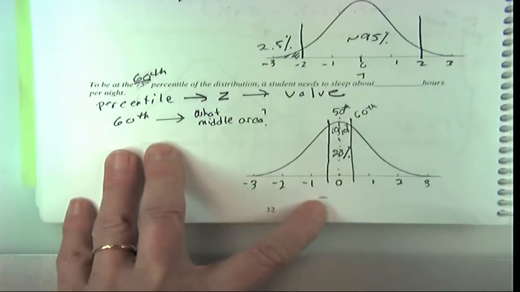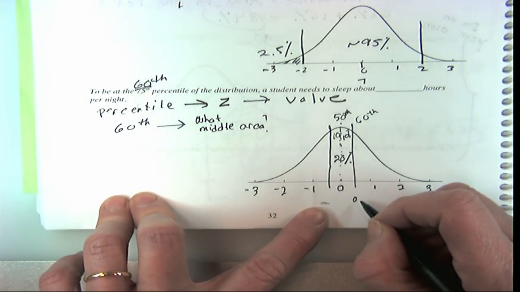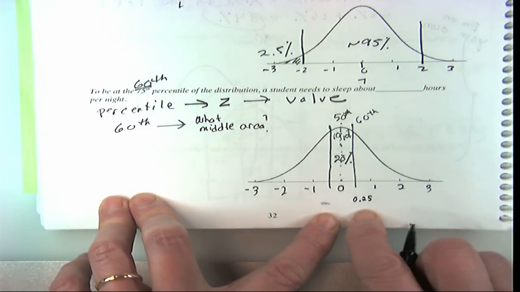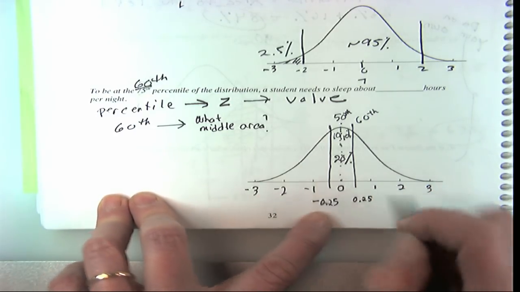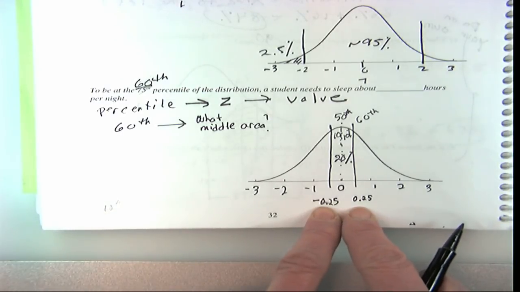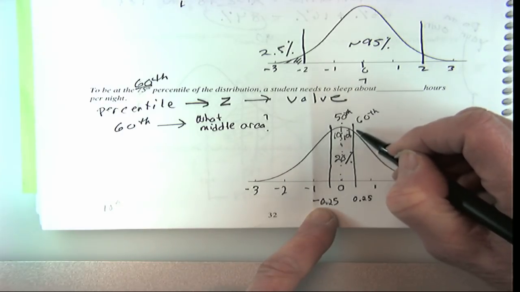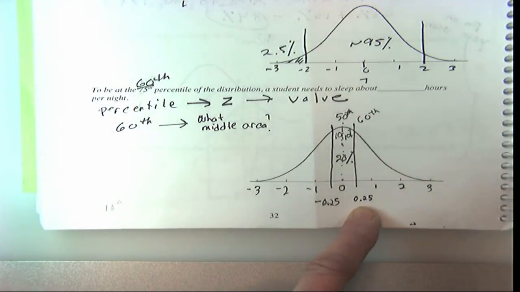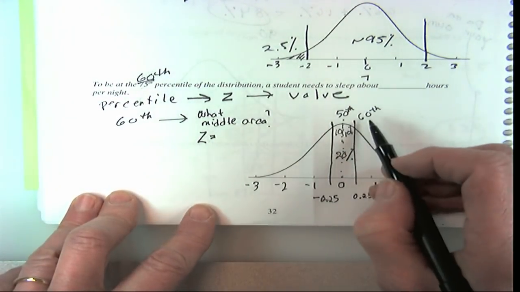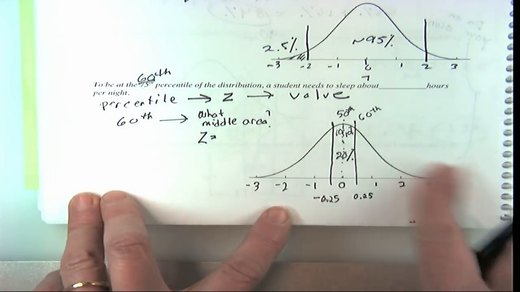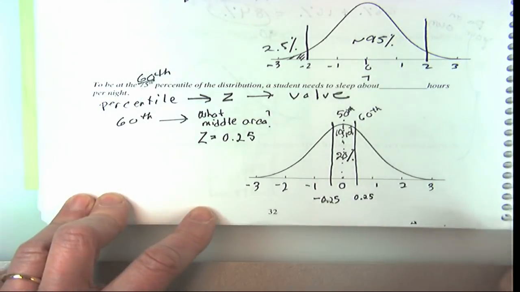So 0.25 is the z-score here, and -0.25. So it's one of those two z-scores. 60, you can see because 60 is above the 50th, it's going to be positive. So it's that one. So our z is above the 50th. Everything here is positive, so it's positive 0.25. Okay?